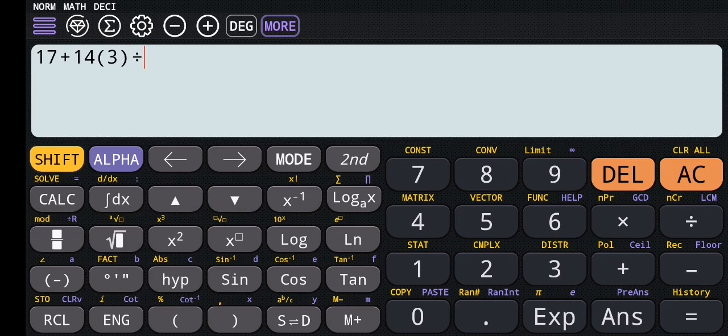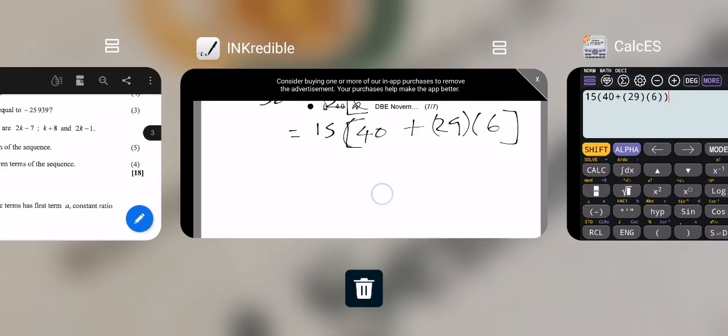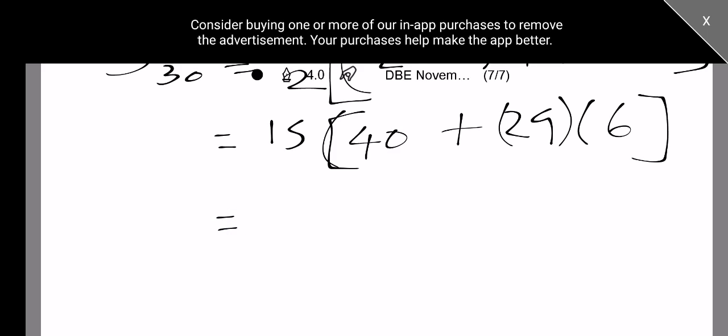We had 15 all into 40 plus 29 times the difference, which was 6. That is 3210. That is the sum of the first 30 even terms: S30 equals 3210.